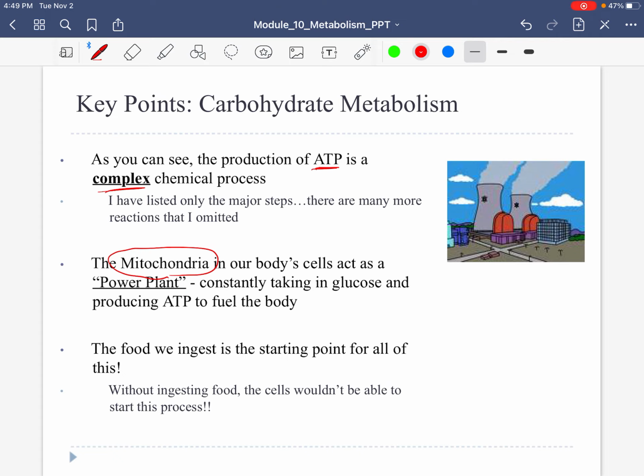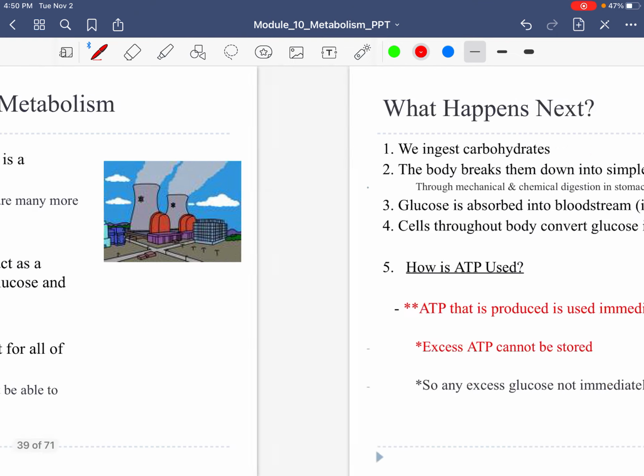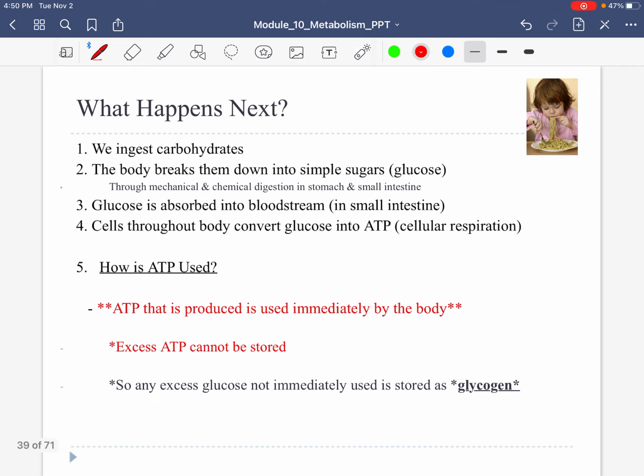We know that carbohydrates serve as fuel to our cells. Well, folks, here is how. All these chemical reactions. All right, so if we put it all together, this is what it would look like, right? We bring in the carbs. We digest them mechanically and chemically. Then we absorb our broken down carbohydrates.